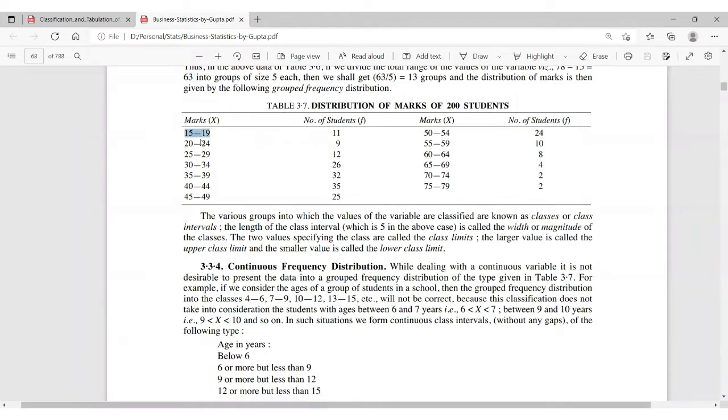In these classes, this is the first class, second class, third class, fourth class, and so on. The first class is 15 to 19. This is the lower limit, 15 is the lower limit, 19 is the upper limit. So for the first class, the lower limit is 15 and the upper limit is 19. Similarly, for the second class, the lower limit is 20, right?